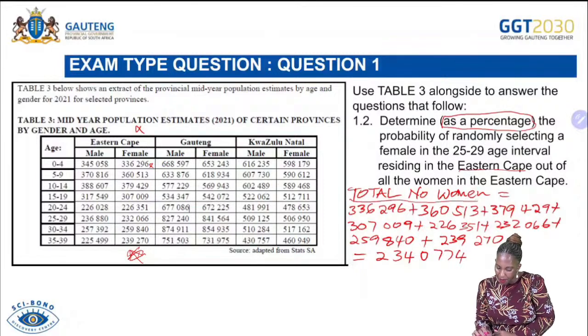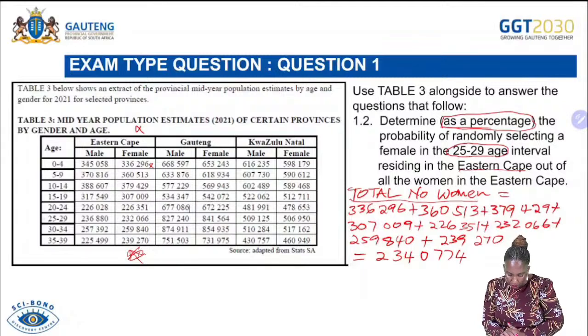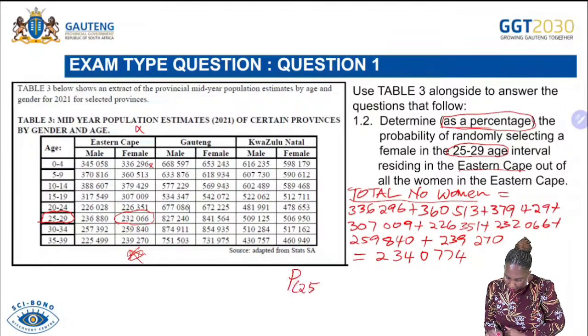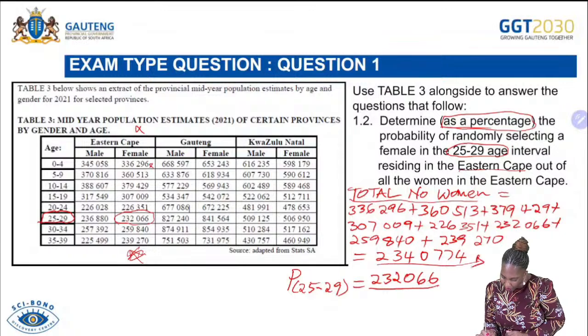And then they say, determine the probability as a percentage of randomly selecting the age. Now we go to the age 25 to 29. How many women are there? So now we say P, probability of selecting a female in the age group 25 to 29 as a percentage. It will be this number, 232,066.